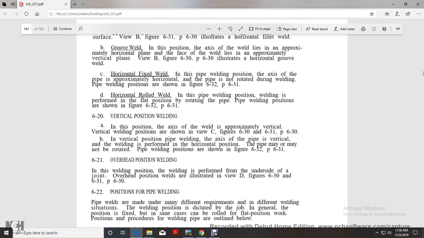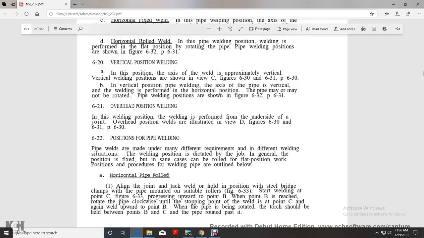Vertical position welding. In this position the axis of the weld is approximately vertical. The vertical welding position is shown in view C of Figures 630 and 631, page 630. In vertical position pipe welding, the axis of the pipe is vertical and the weld is performed in the horizontal position. The pipe may or may not be rotated. The pipe welding position is shown in Figure 632, page 631. Overhead position welding. In this position, welding is performed from the underside of the joint. Overhead positions are illustrated in view D, Figures 630 and 631, page 630.